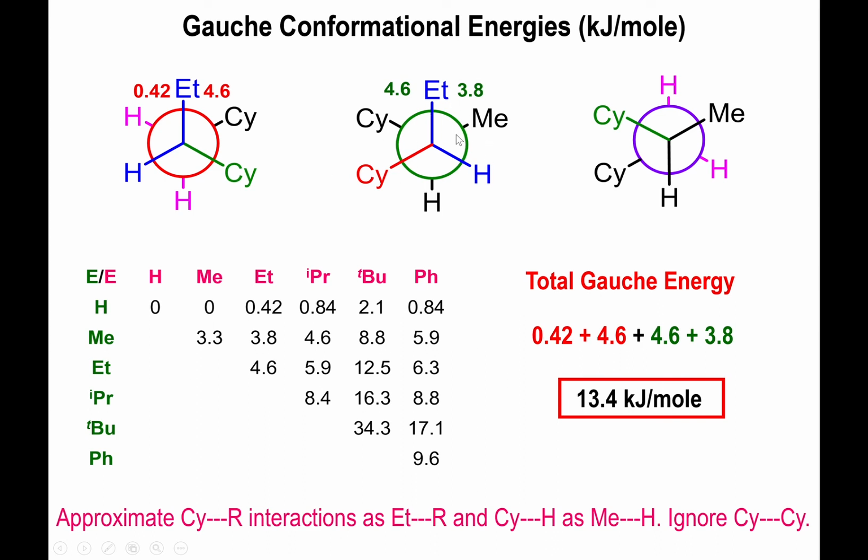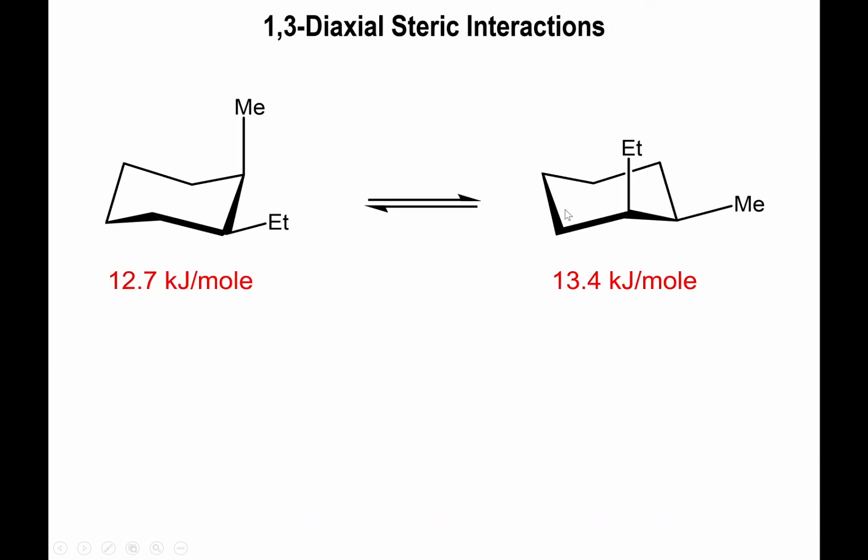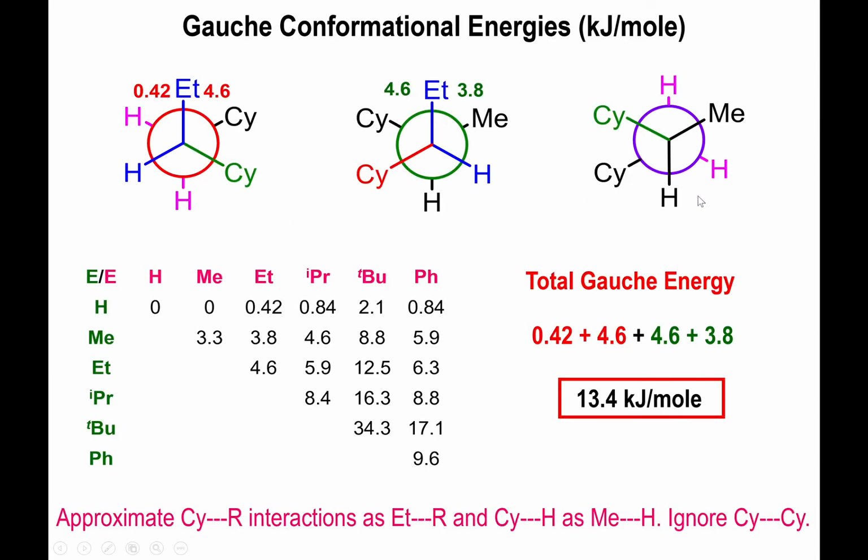In the middle Newman projection, we have ethyl on ethyl, which is 4.6. We have ethyl on methyl, which is 3.8. Methyl on hydrogen is 0, hydrogen on hydrogen is 0, and hydrogen on cyclohexane is ignored, as well as cyclohexane to cyclohexane being ignored. And then on the last one, we have methyl on hydrogen, which is 0, methyl on hydrogen, which is 0, hydrogen on hydrogen, which is 0, and then hydrogen on cyclohexane is ignored, cyclohexane to cyclohexane is also ignored, so the last Newman projection is technically 0 from the base energy.